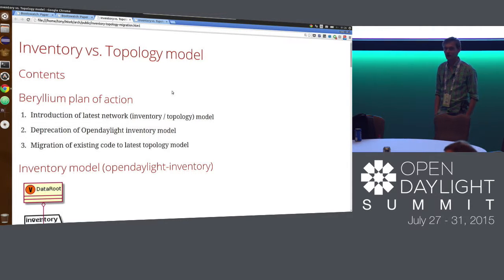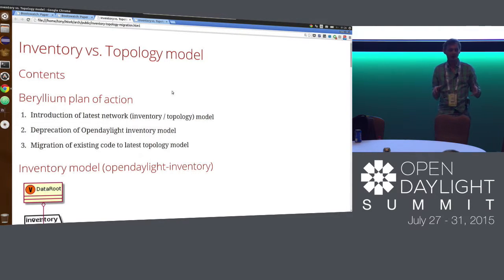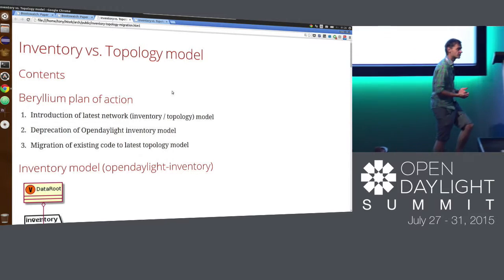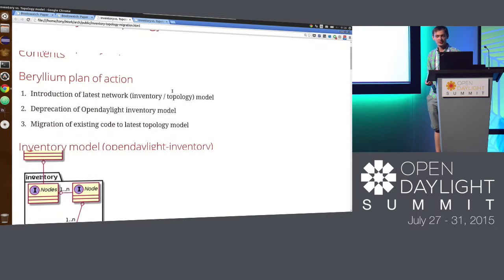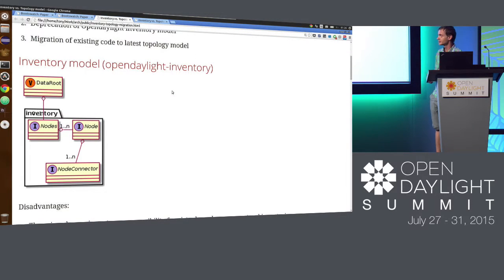And all of you know that sometimes it's hard to correlate data between the inventory and the topology. It's actually a bit of a mismatch that you have two different models to access the same logical data, which is inventory and topology. So the inventory model was introduced during Hydrogen into OpenDaylight. The original intention behind that model was to ease the migration from the ADSAL to the MDSAL, because the ADSAL has a concept of the inventory.